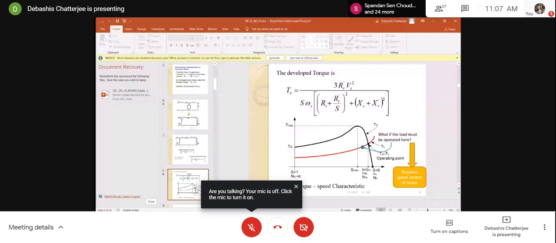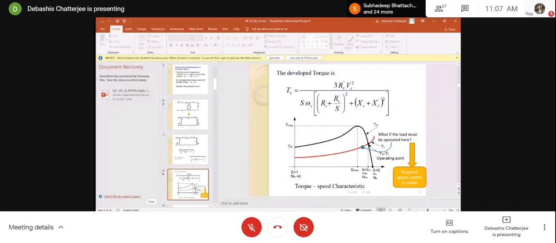See, sir, your cursor is not visible. Cursor is not visible. No, sir. Oh, so how to do it?